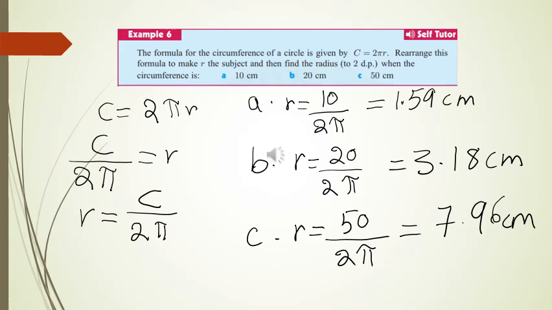That's our first example. We have the formula for the circumference of a circle, which is C equals 2 times pi times r. We need to rearrange this formula and make the radius, or r, the subject of the formula in order to calculate the radius when the circumference is given. So we will start with the rearrangement first.